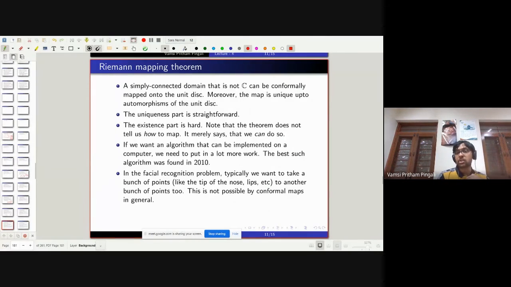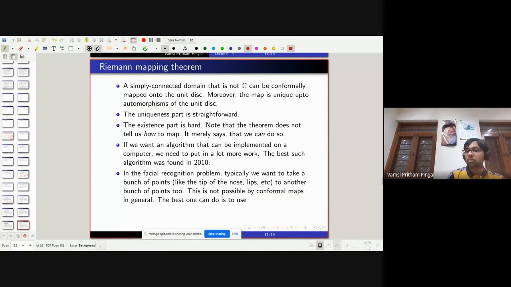This is not possible by conformal maps in general. The reason is if you fix, remember that the Riemann map is not unique. There is some freedom, but the freedom is very restrictive. There are only 3 free parameters at your disposal. If you fix 2 points, Schwarz's lemma says that that map is determined. So in other words, this is not possible by conformal maps in general.